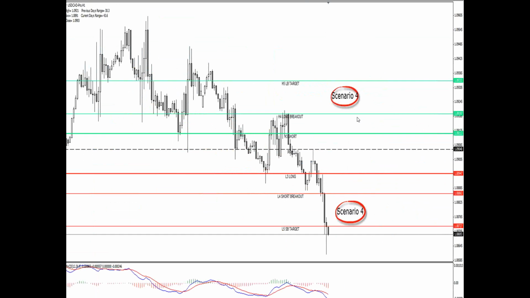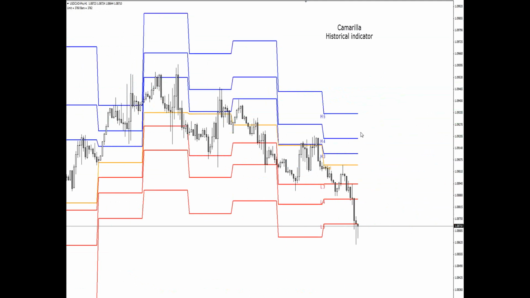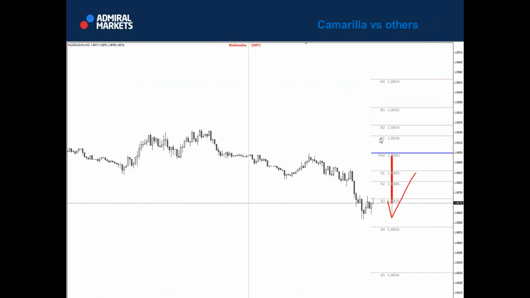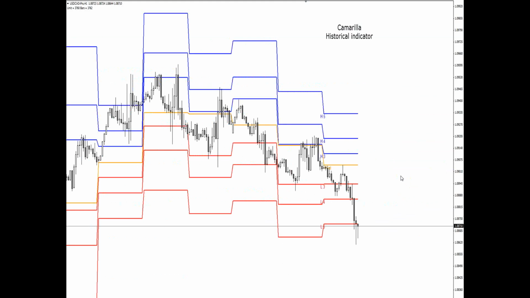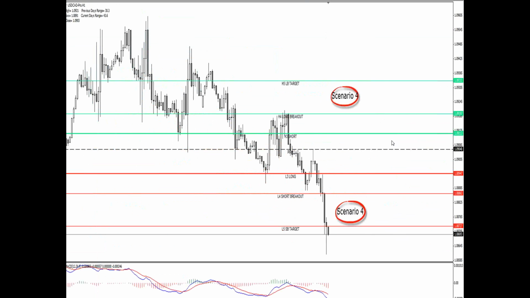Because each of these Camarilla scenarios tells you what you can do with the price. So it's the indicator and the system in itself. It can be traded by itself. If you want to use it as a pivot point indicator, it's great because you will see very often that the price will indeed touch one of those levels and then it will act accordingly.